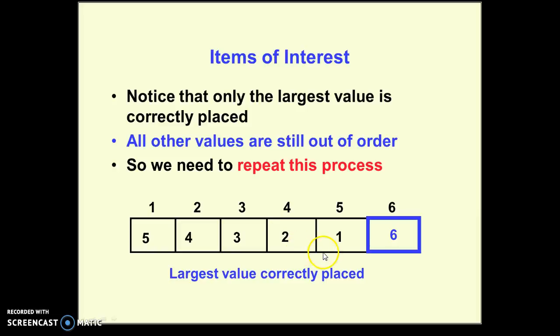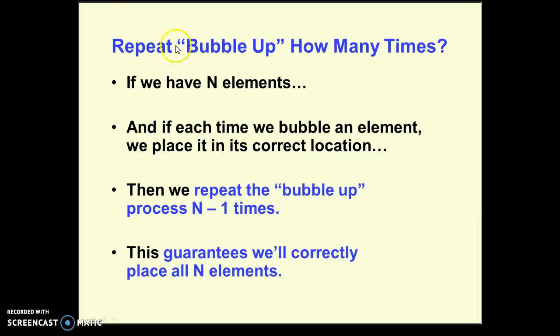Then what do we do? How many times do we repeat this? If we have n elements, and each time we bubble an element we place it in its correct location, then we repeat the bubble up process n minus 1 times, because if you have n elements, we will form n minus 1 pairs. That's the logic. This is the base logic of the bubble sort algorithm.